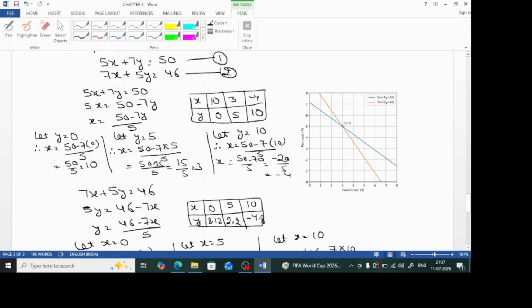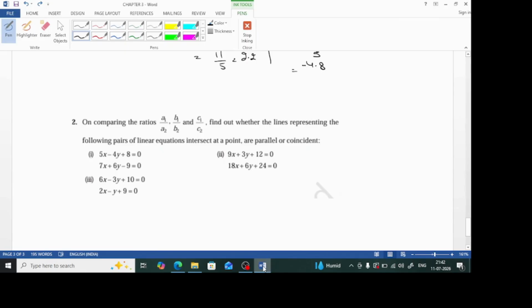Okay. Question number 2. On comparing the ratios A1 by A2, B1 by B2 and C1 by C2, find out whether the lines representing the following pairs of linear equations intersect at a point, are parallel or coincident. Let us take first part.